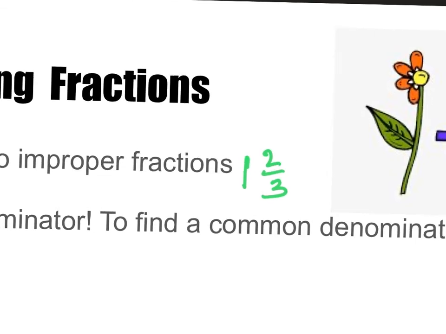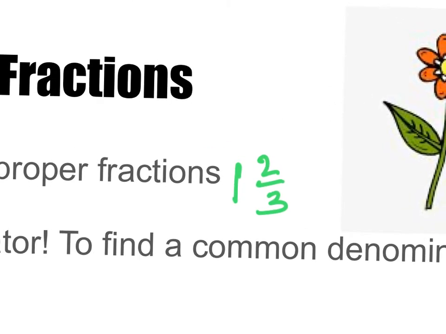let's get close here. You're going to multiply and then add, and it's going to go in this order. So 3 times 1 is 3, plus 2 is 5, so that is going to equal 5 thirds. And that is how you change a mixed number to an improper fraction.